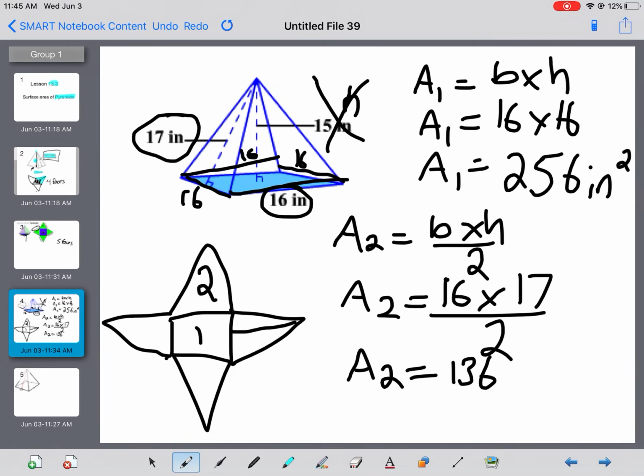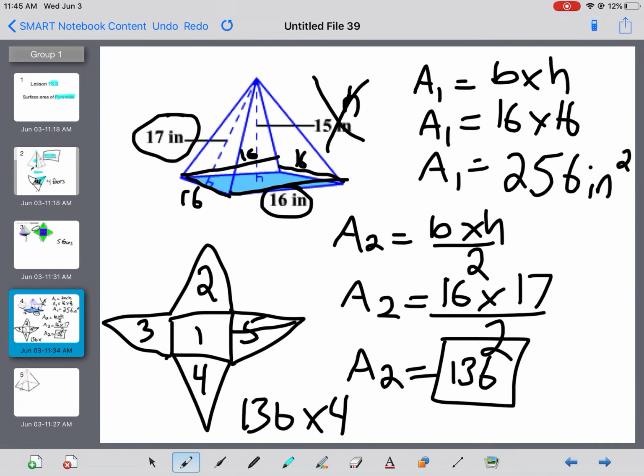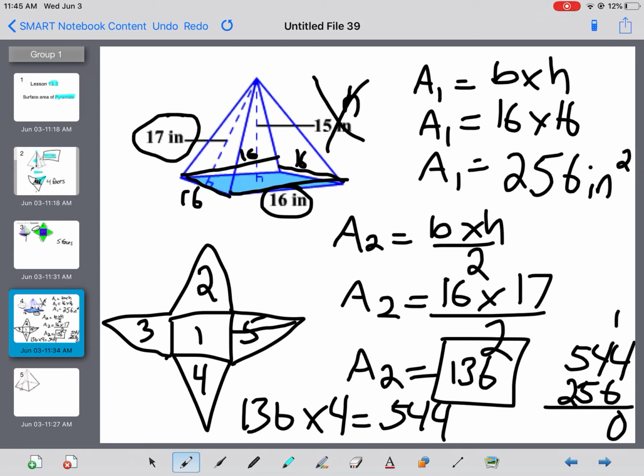Now, the handy thing about finding area 2 is that it's actually the same as 3, 4, and 5. So what I could do, I'm running out of room here, is I could multiply area 2 by 4 because there's actually 4 area 2s, because all of these triangles are the same. So I could really do 136 times 4, or I could add 136 4 times, and I get 544. And then my final step: the 544 represents all the triangles, and now I'm going to add the 256 from my inner square, and I get 800 inches squared.